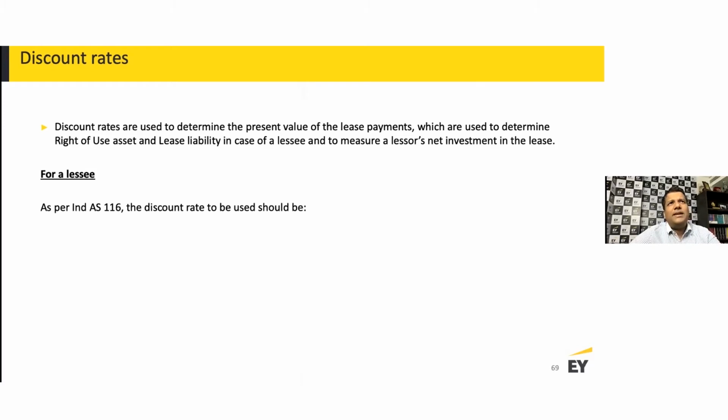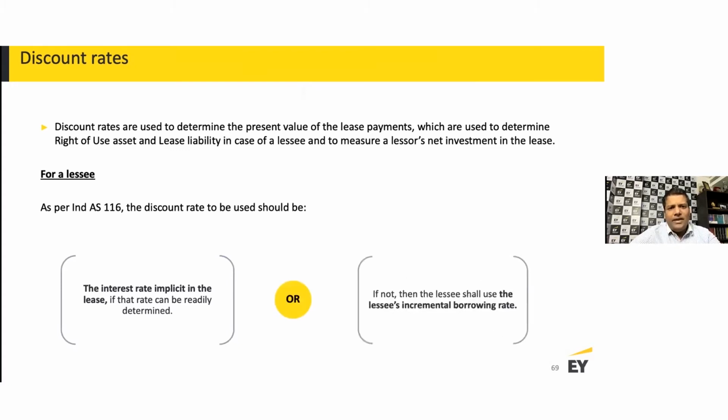So there are basically, if the discount rate is known, the discount rate which is used by the lessor, which is the rate which is implicit, then that is what you will use. If that rate is not available, then you will use the lessee incremental borrowing rate. So the interest rate which is implicit in the lease, if that rate can be determined, or if not, the lessee shall use the lessee incremental borrowing rate.